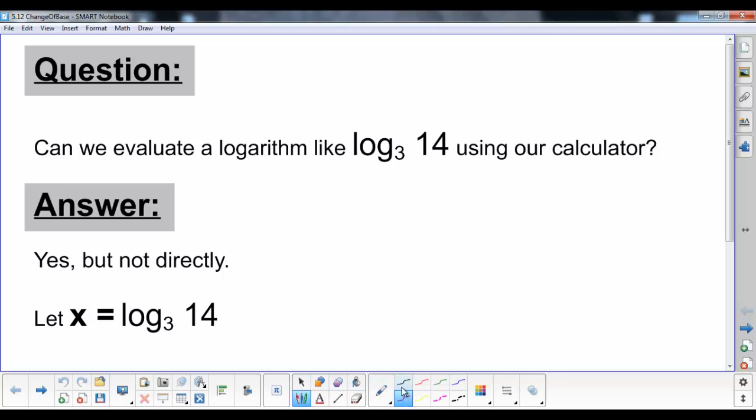Hey guys, and welcome to lesson 5.12, the very last lesson of Unit 5, Change of Base.